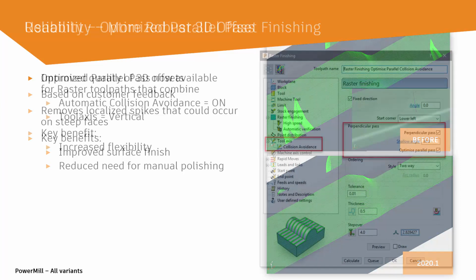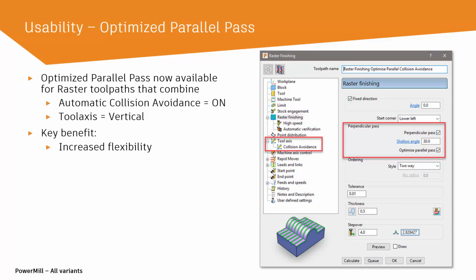Still on the subject of usability, and specifically focusing on raster finishing inside Powermill, those of you that are familiar with the raster strategy will know that there is an option to create a perpendicular pass. There's a tick box there that says perpendicular pass, to allow your raster toolpath to have, as the name suggests, a perpendicular pass added to it. But that perpendicular pass can be optimized as well. You notice that second tick box on the right-hand side of the screen.